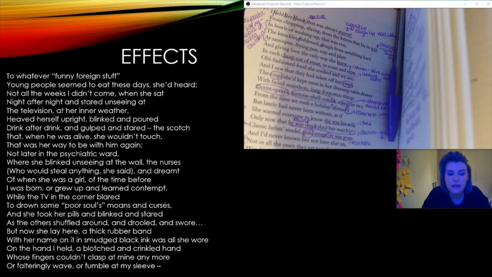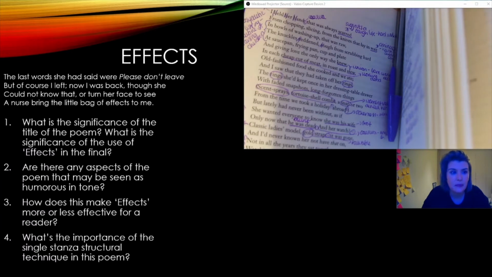But now she lay here, a thick rubber band, with her name on it in smudged black ink was all she wore. On the hand I held, a blotched and crinkled hand, whose fingers couldn't clasp at mine any more, or falteringly wave or fumble at my sleeve. The last words she had said were, "Please don't leave." But of course I left. Now I was back, though she could not know that, or turn her face to me. First face to see a nurse bring the little bag of effects to me.